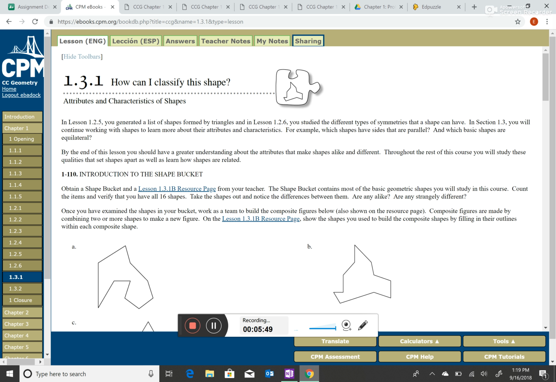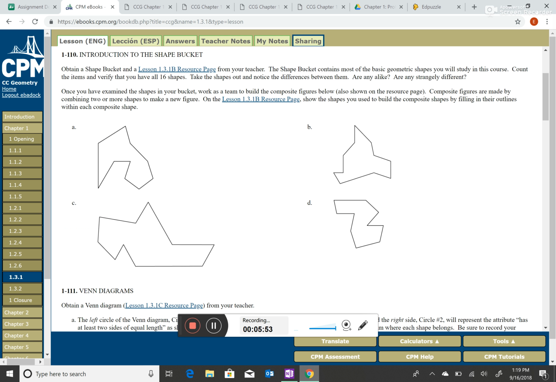So now I'm going to jump back to the book. And the first thing you are going to do in class tomorrow is dive into problem 110, which is an introduction to the shape bucket. I'm going to have all of your shapes cut out and ready to go, and I will show you all the shapes that you get in a minute.